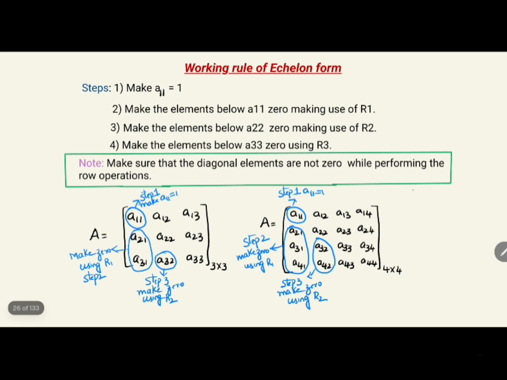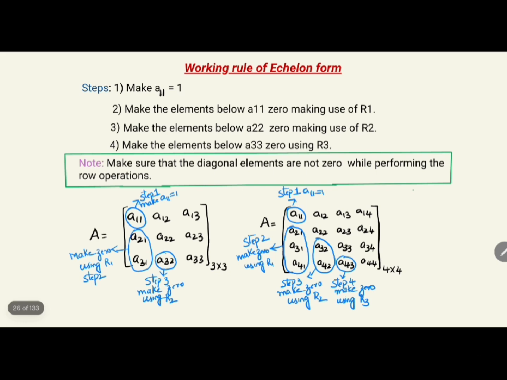Next, what is the next step? Step 4, that is we have to make the elements below A33. So this is A33, right? This is A33 and this is the element that is present below A33. So I should make this element 0 by making use of R3. Step 4: make it 0 using R3. Is that clear?